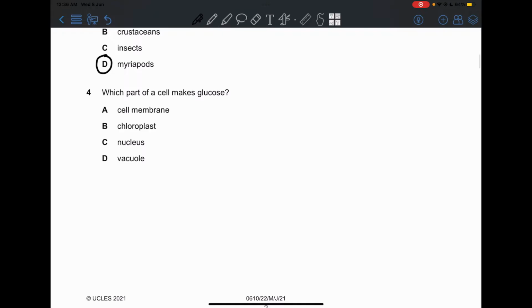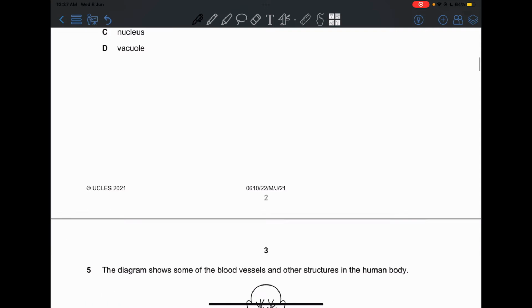Number 4, which part of a cell makes glucose? Now we know that the chloroplast, which performs photosynthesis, actually creates glucose because it uses carbon dioxide and also water to create glucose and oxygen. So chloroplast is going to be our answer because that is associated with the photosynthesis process.